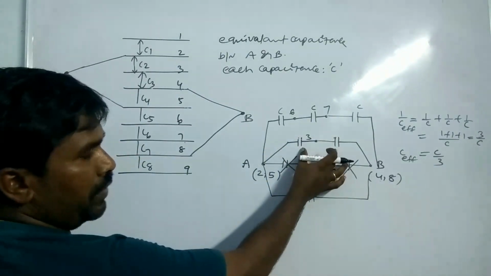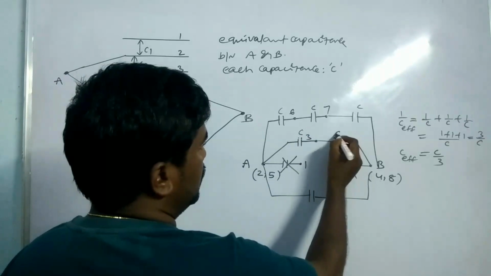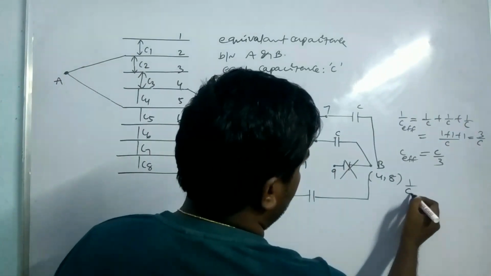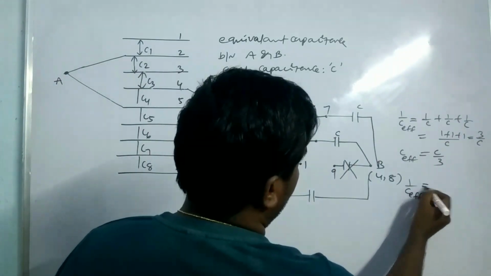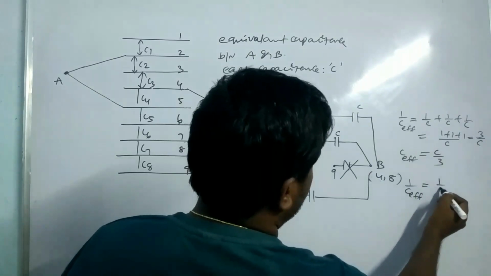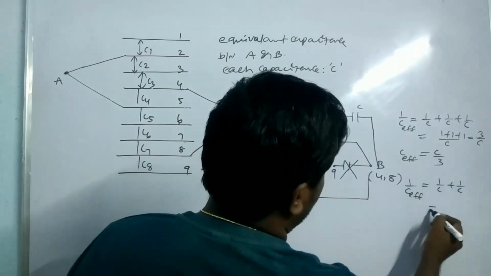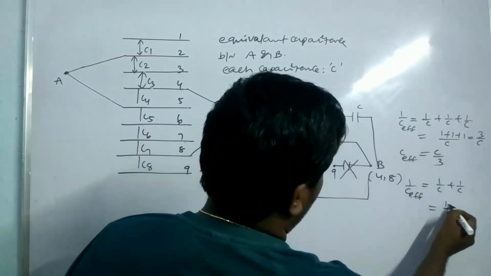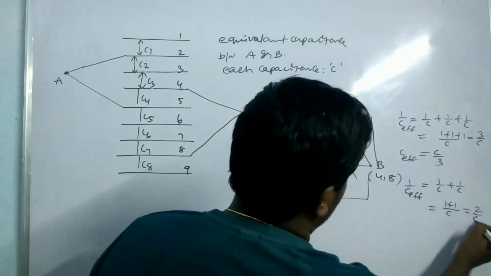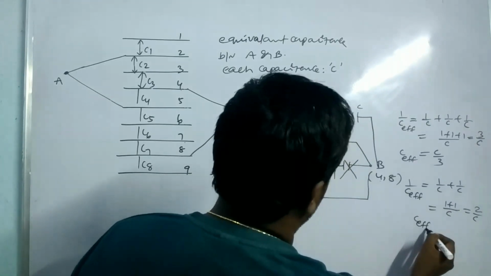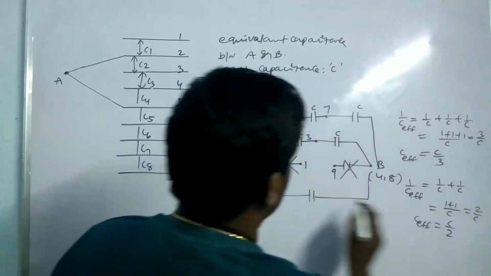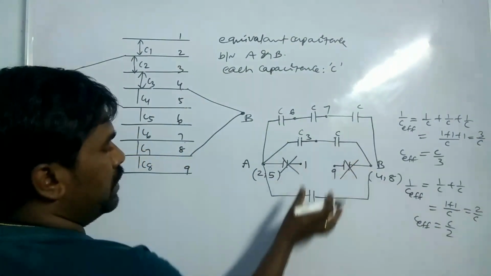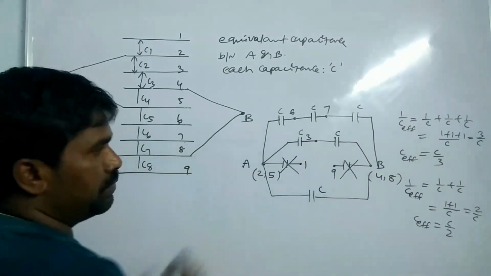These two are in series combination. This is C and this is C. If two capacitors are in series, 1 by C effective equals 1 by C plus 1 by C. C is the LCM, 1 plus 1 equals 2 by C, where C effective equals C by 2. So this is the C by 2 capacitor. And this is C, this is C.